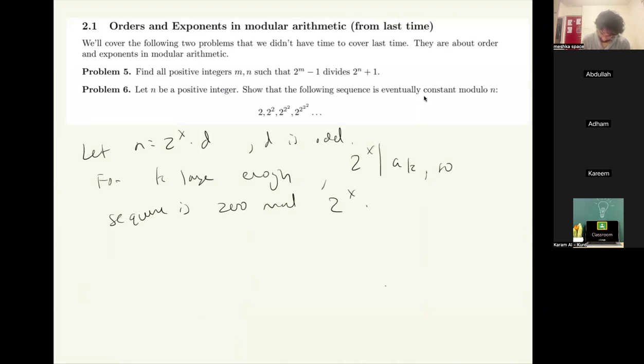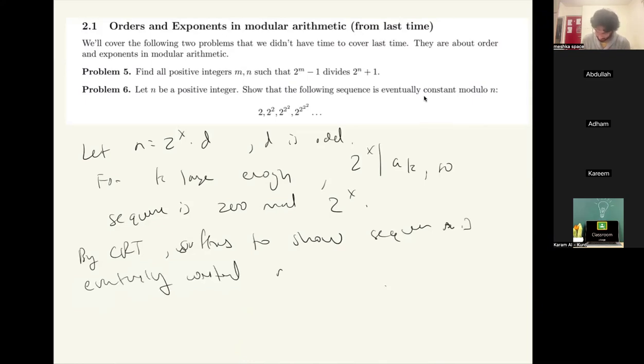So then by the Chinese remainder theorem, it suffices to show the sequence is eventually constant mod d, remember d is odd. Okay. Great. And so now you're saying I should look at it mod phi of d, right?